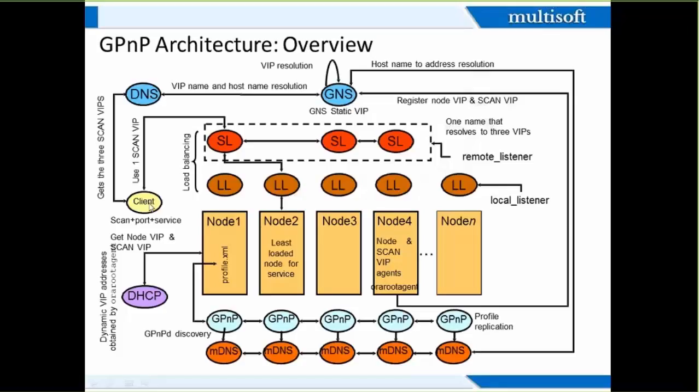So now after that, the same thing happens. That request will transfer to any one of the SCAN listeners. Suppose that SCAN listener is running here. That SCAN listener knows the load information of the cluster nodes. So that SCAN listener transfers that request to the least loaded node through the local listener. This is what happens when you have implemented GNS.